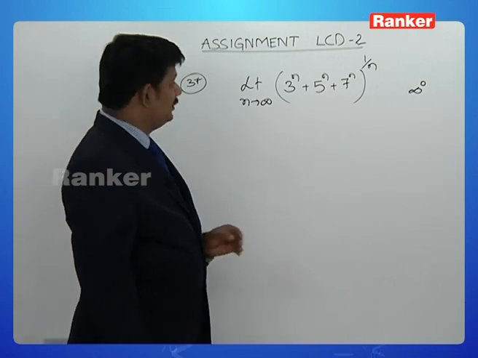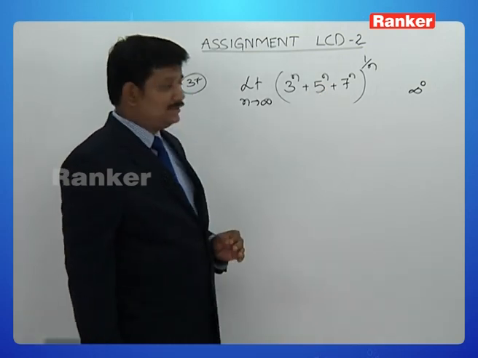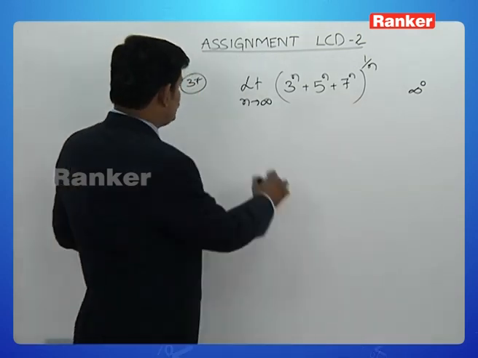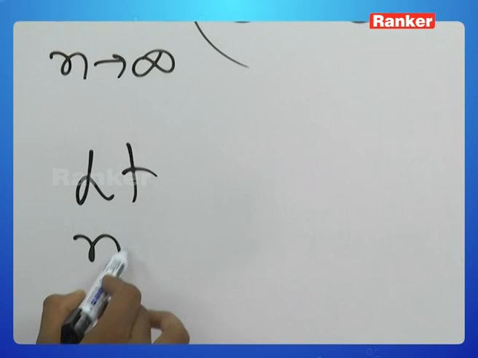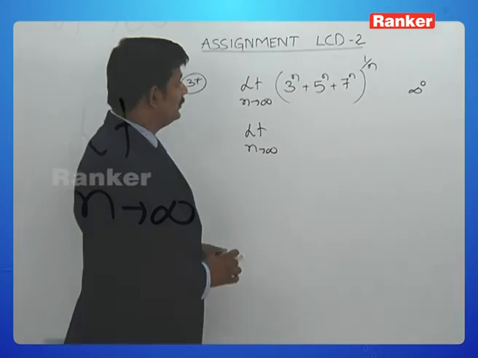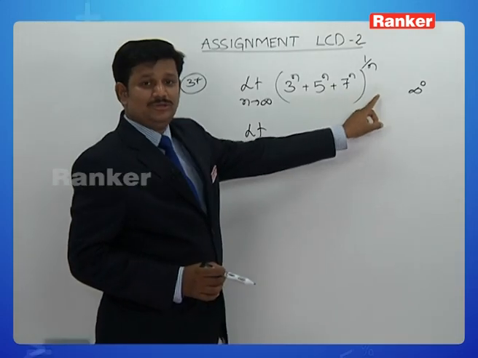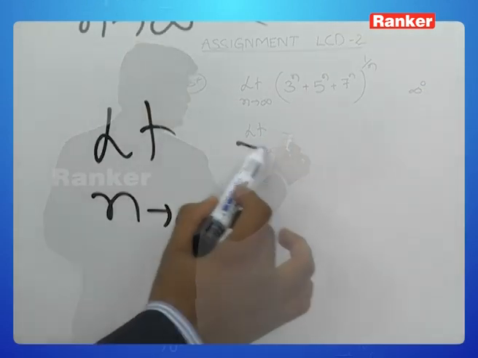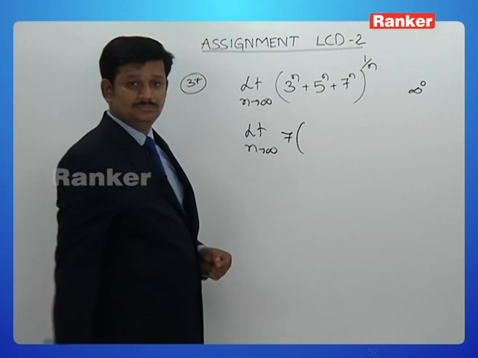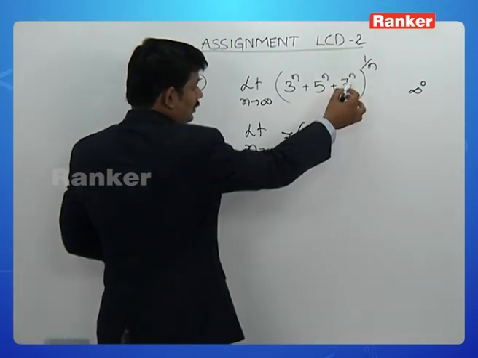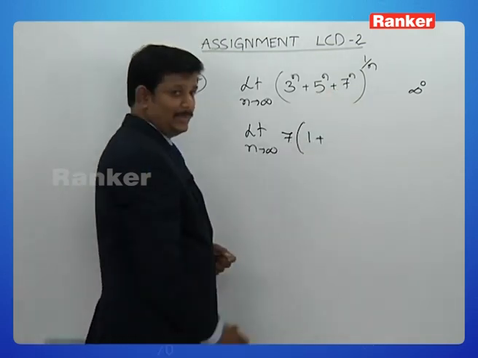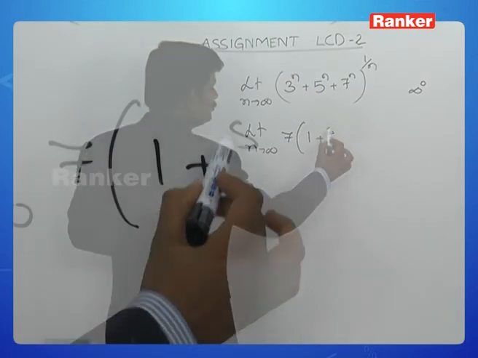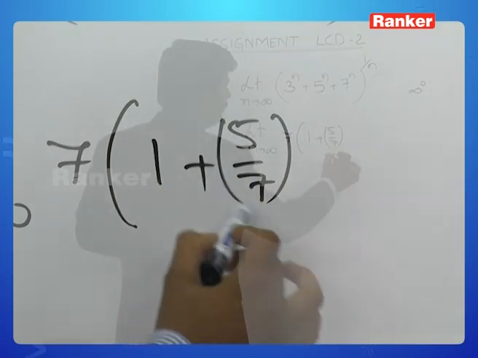So, what we need to do in this particular question is take 7 power n common from the base. This becomes limit n tending to infinity. When 7 power n comes out of this bracket, 7 power n power 1 by n makes it 7 into, this is 1 plus, from 5 power n we took 7 power n common, so this becomes 5 by 7 power n.